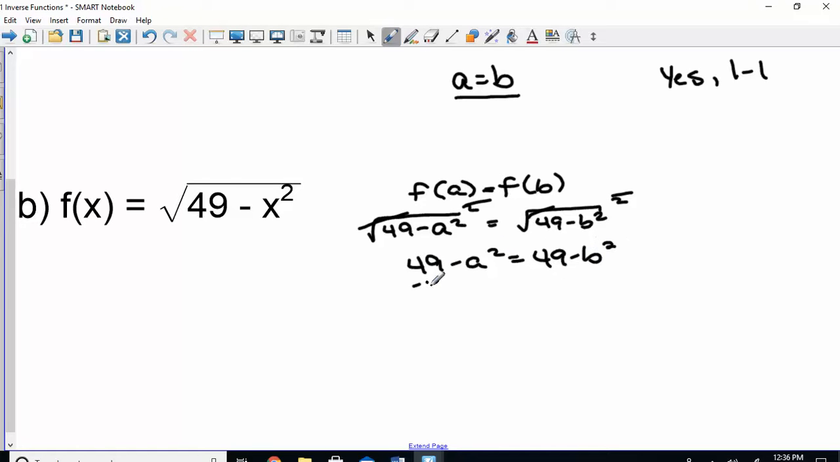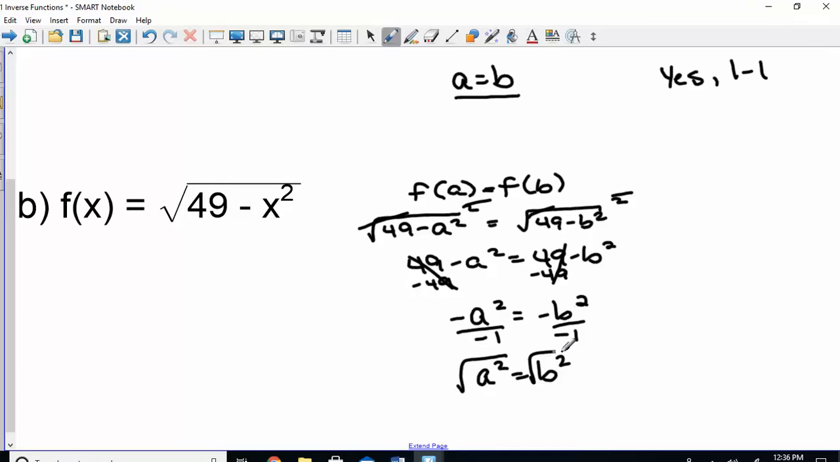And then we subtract our 49. Then what would we do? Divide by negative 1, and we get A squared equals B squared. Then what do you do? Square root. If you add a square root, what else do you need?